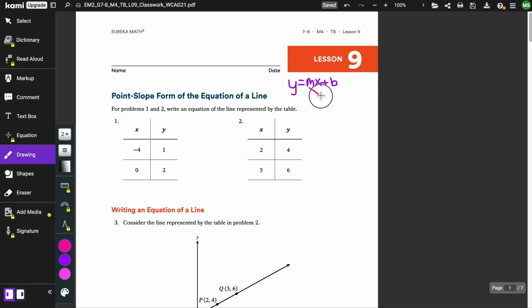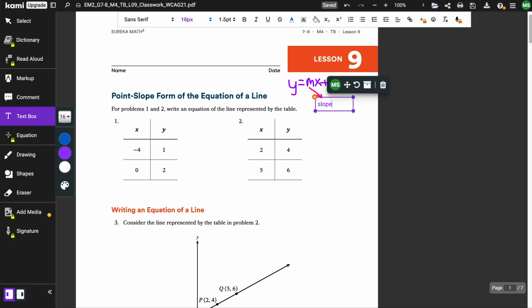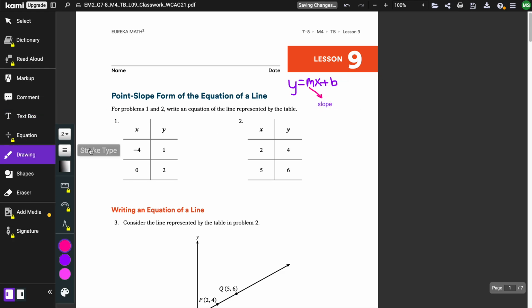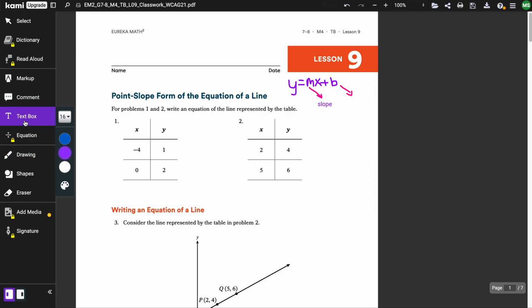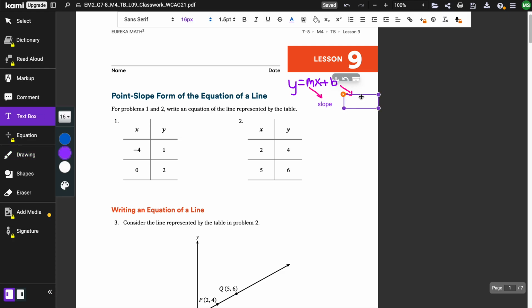M represents the slope. I'm actually just going to type this in, be a little bit faster. And b represents the y-intercept. So that is what we did yesterday. If you were absent yesterday and aren't sure of these things, make sure you go back and read the recap for lesson 8.